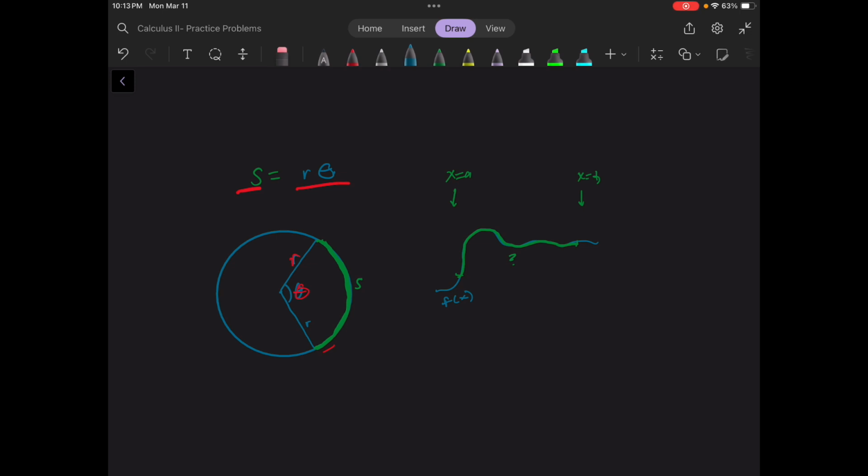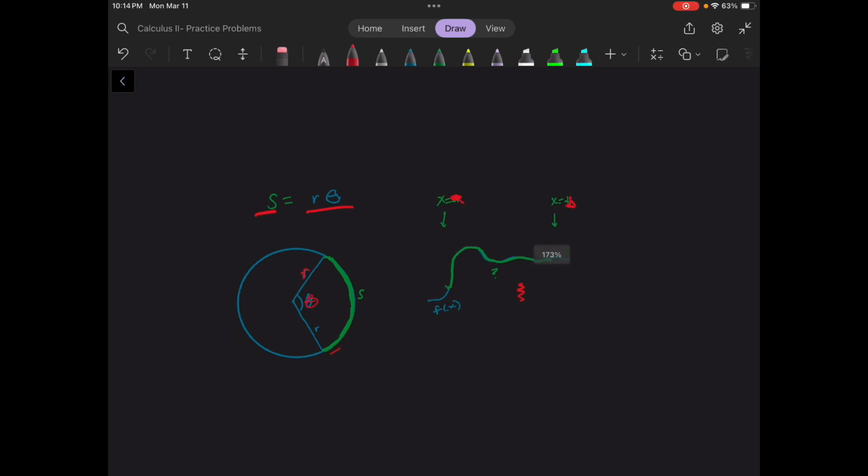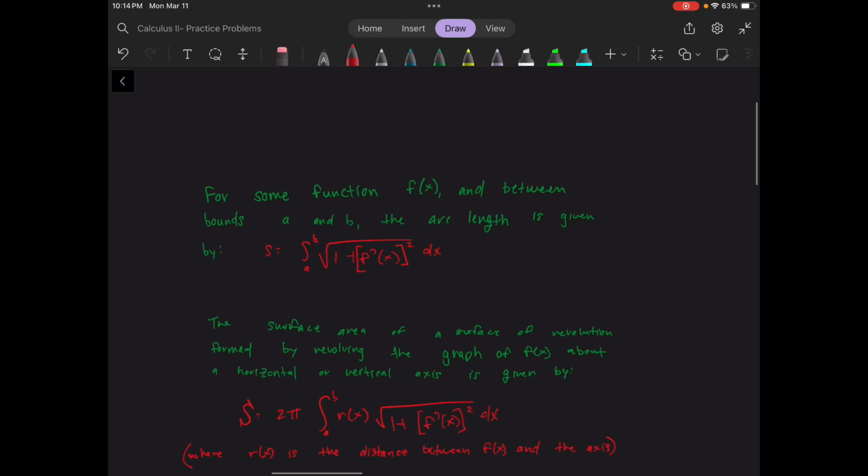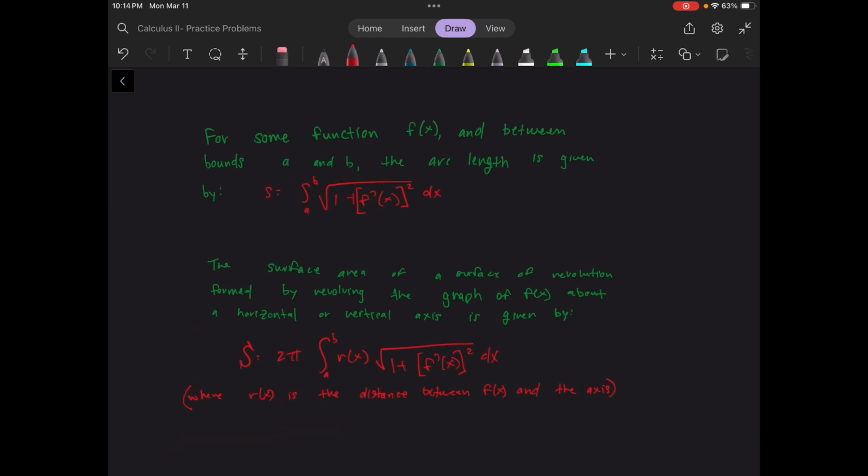But what if we have a function of x, maybe one like this, and we want to find the arc length between two values, a and b, right? Do we have a formula for that? Yes, we do. And it can be derived using calculus, but we're not going to derive that in this video. We're just going to use it.